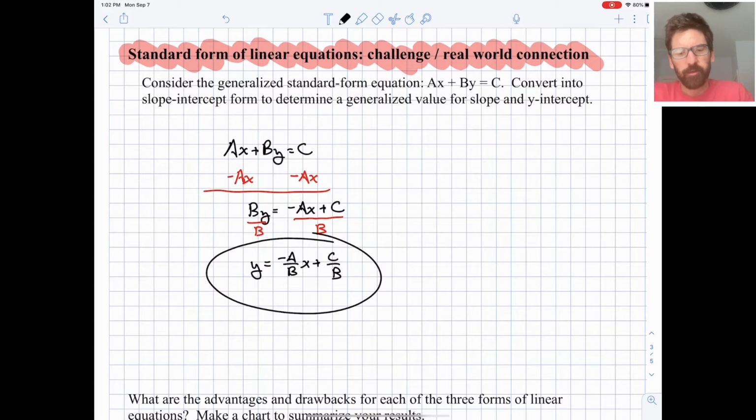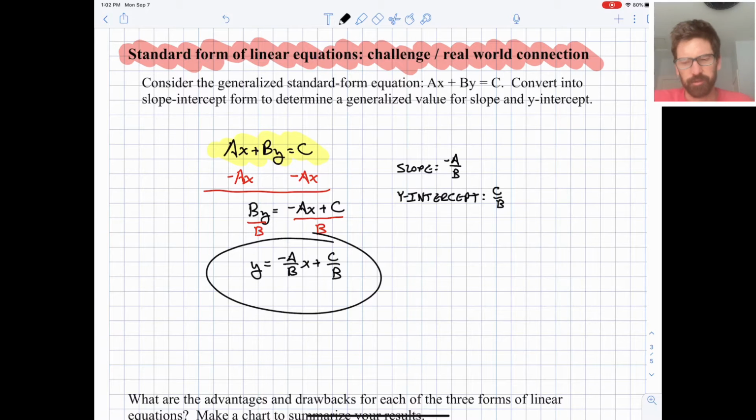Okay, so what that really means is if we have this standard form equation right here, our slope is going to be negative a over b, and our y-intercept is going to be c over b. Okay, and so those are some quick rules of thumb that you can follow if you want to find the slope and the y-intercept given a standard form equation.